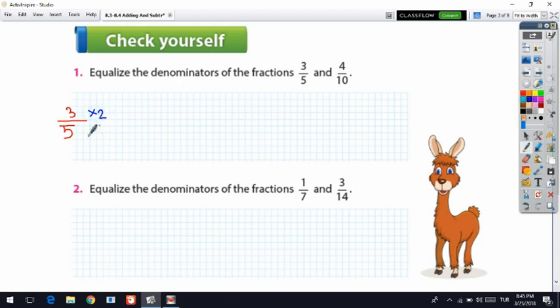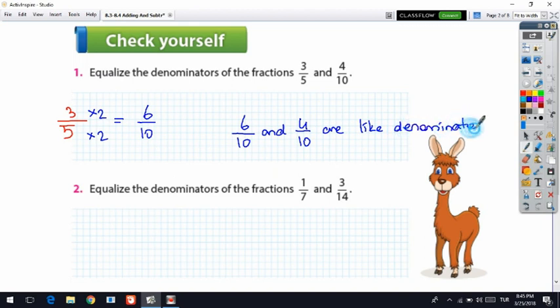You have to write 2 here, and 2 here. Now let's multiply. 3 times 2 is equal to 6. 5 times 2 is equal to 10. Now we say 6 over 10, and as you can see, I didn't touch the other fraction which has the bigger denominator, that is 4 over 10. I write here 4 over 10. They are like denominators. Okay, that's enough to solve the question and understand.